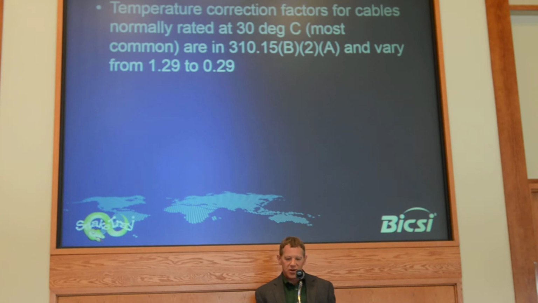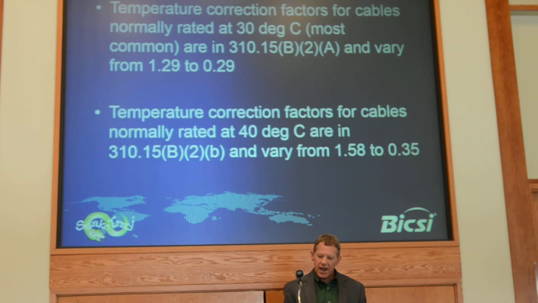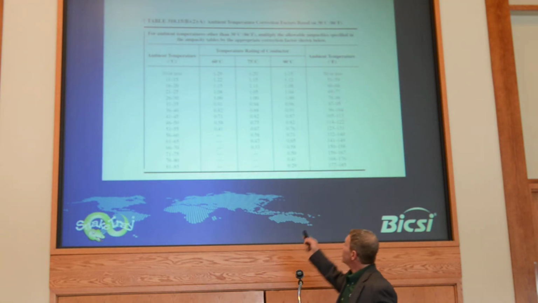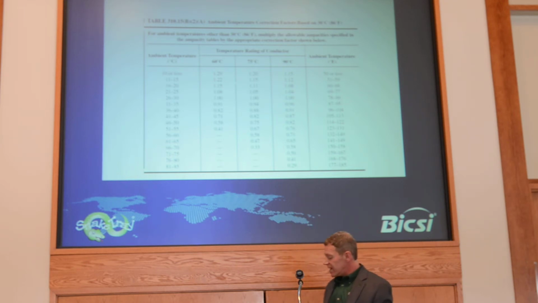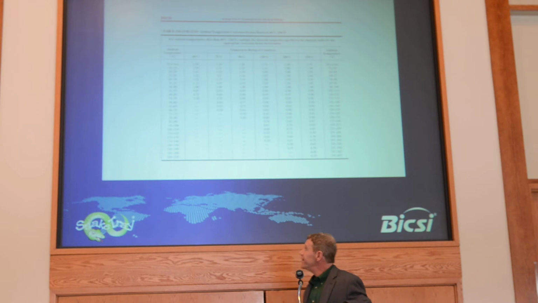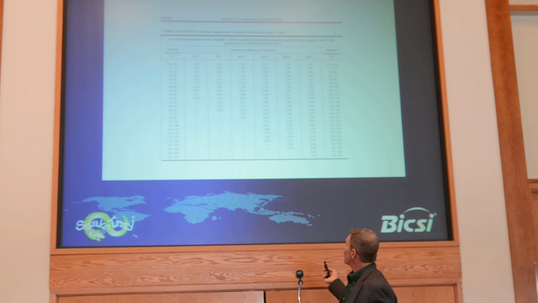So the temperature correction factors have their own table. If it's cold, you get a little more. If it's hot, you get less. Remember, those two tables were based on 30 degrees Celsius, and the other one was based on 40 degrees. So there are two tables that give you your temperature correction factor, and you can see it varies. When the ambient temperature is real cold, you get a multiplier that actually helps you out. You can put more current, and as it gets hotter, you can use less and less. Same thing for the 40 degree rated cables.